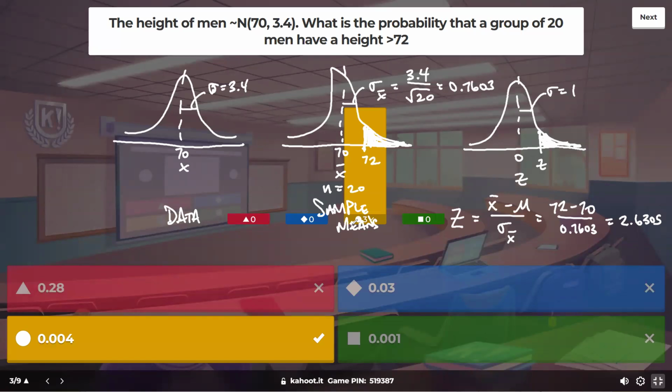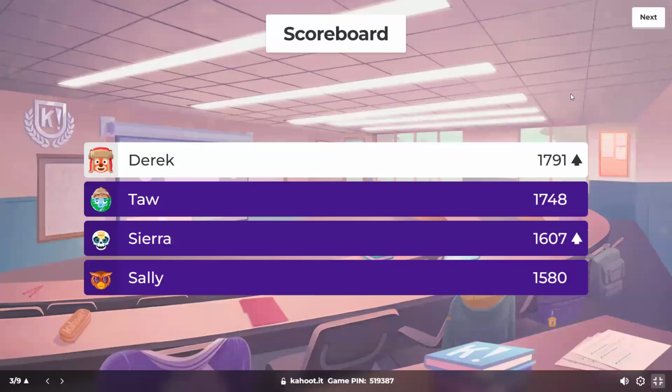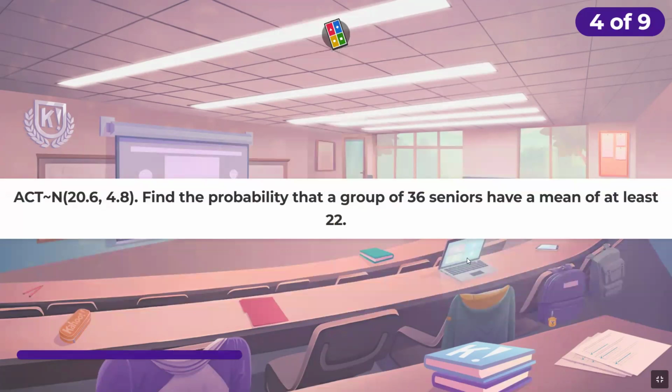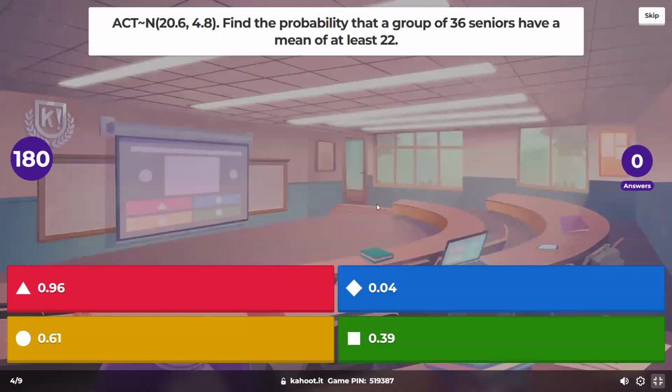Okay, so questions on that? Seeing a little bit more success this time around. Find the probability that a group of 36 seniors have a mean of at least 22. These are ACT scores, which are normally distributed.